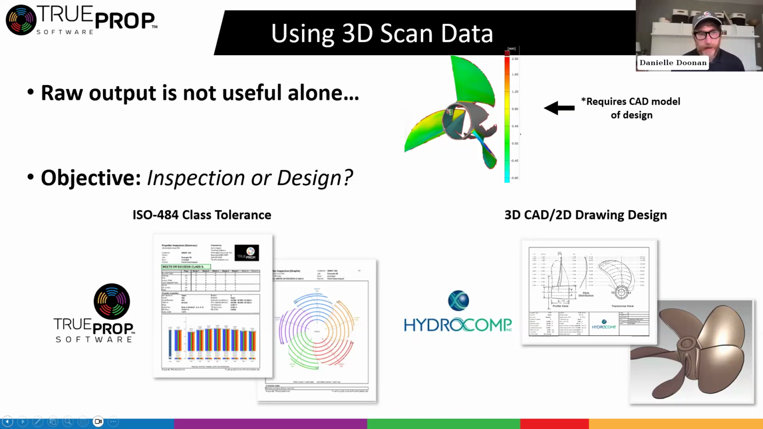So that brings us to how do we make something useful out of this data? And that really depends on your objective. You want some software to post process this scan data into something useful. If your objective is propeller inspection and checking for damage and checking if it's within tolerances of an ISO 484 class S, 1, 2, 3, TrueProp is the way to go.